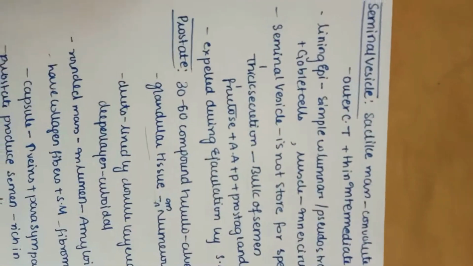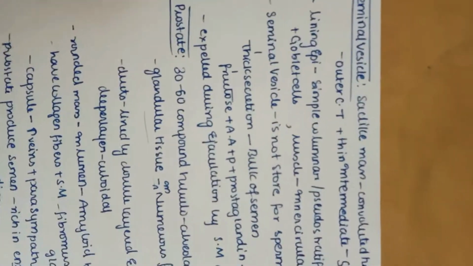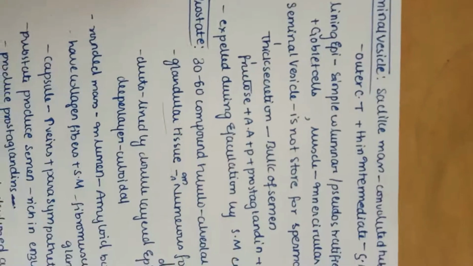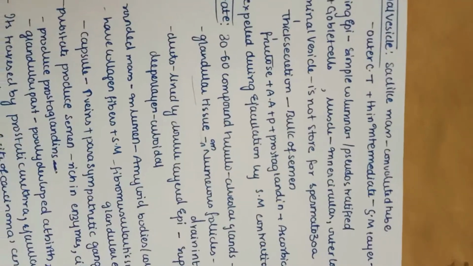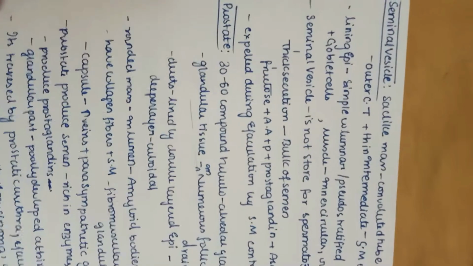So the lining epithelium is simple columnar or pseudostratified, and it also contains goblet cells, and the muscle is inner circular and outer longitudinal. So the seminal vesicle is not a storehouse for spermatozoa.